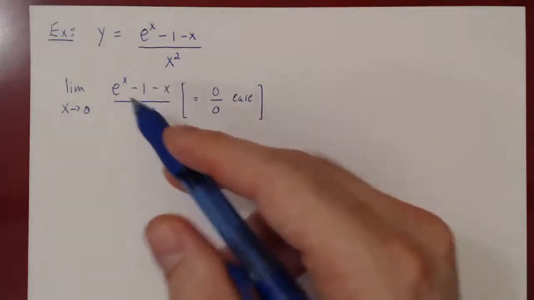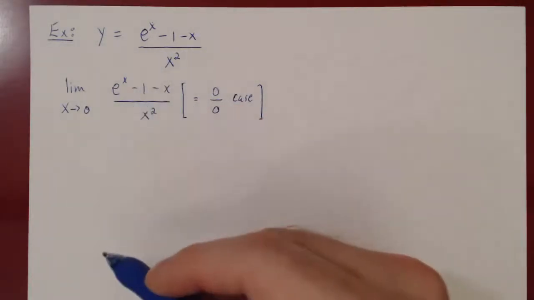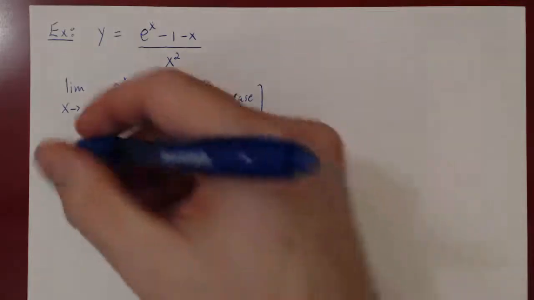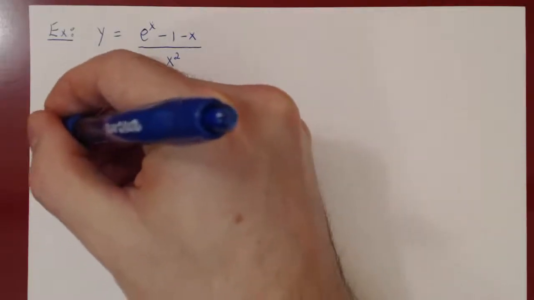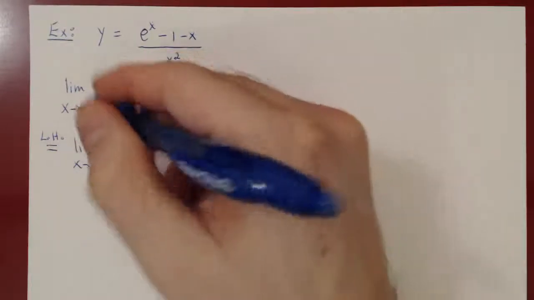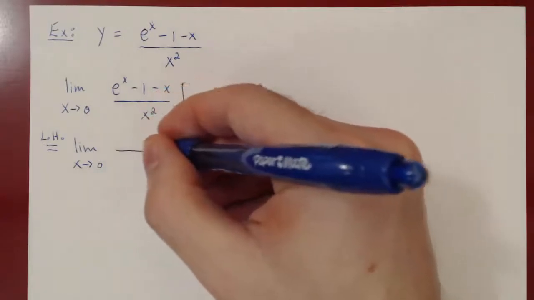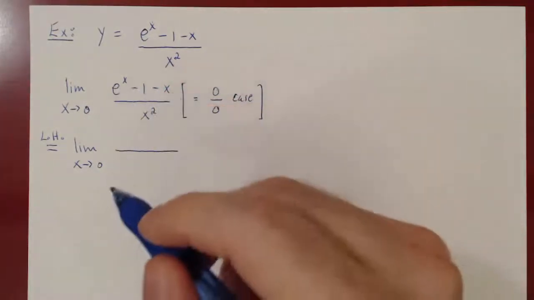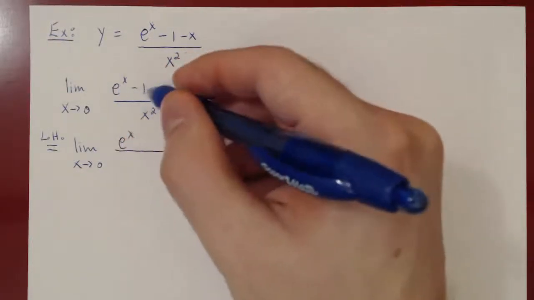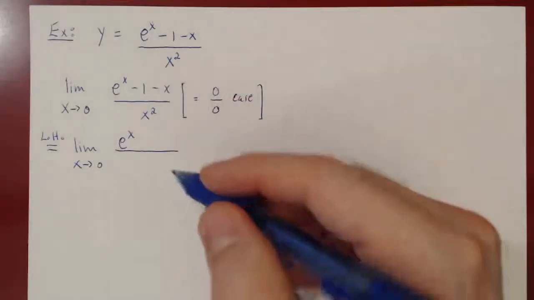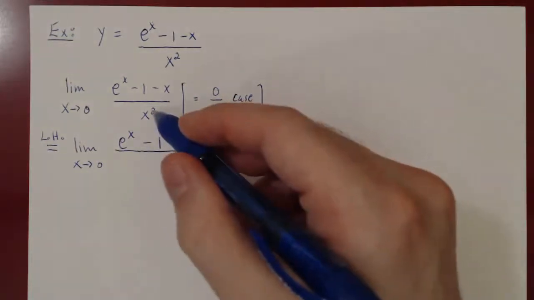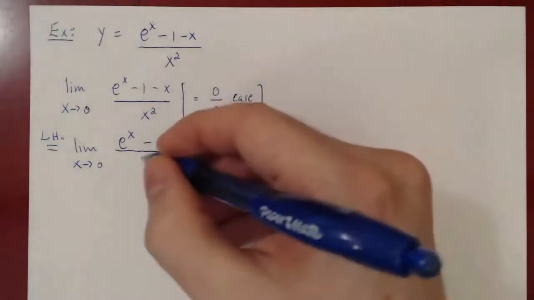And this is not an easy limit because we can't do anything really algebraically, but if you remember, we have a 0 over 0 case, so we can use here L'Hopital's rule. The limit stays the same, and if you remember, we now replace the numerator by its derivative. The derivative of e to the x is itself, e to the x, minus the derivative of 1, which is 0, minus the derivative of x, which is 1. This is now the new numerator, and we replace x squared by its derivative, which is simply 2x.